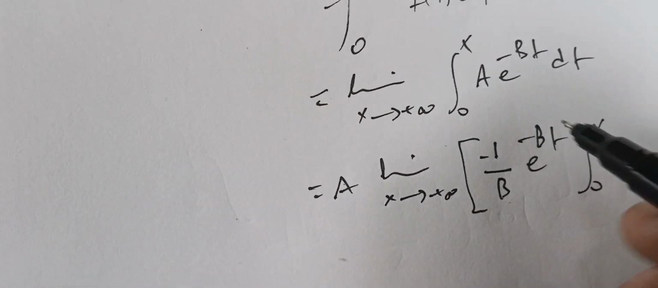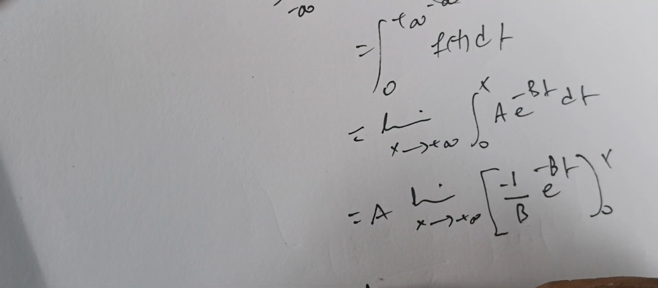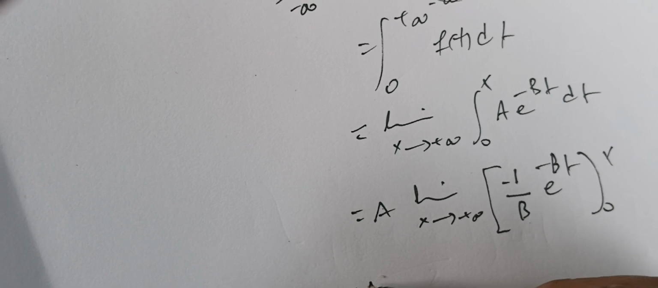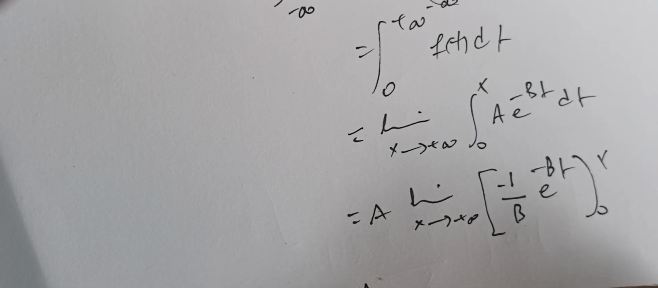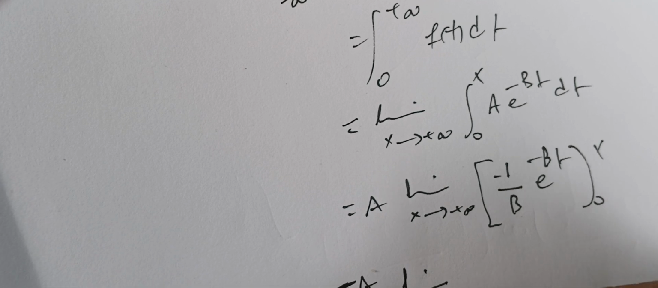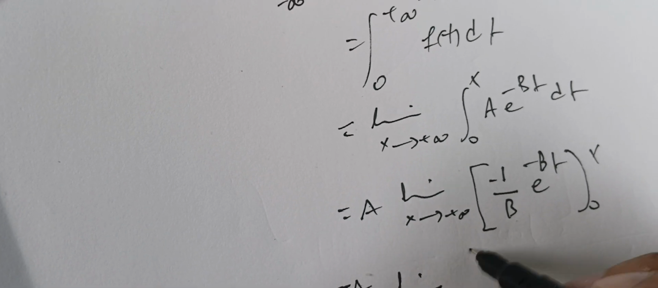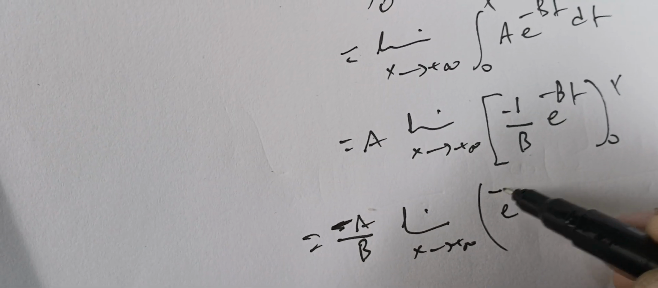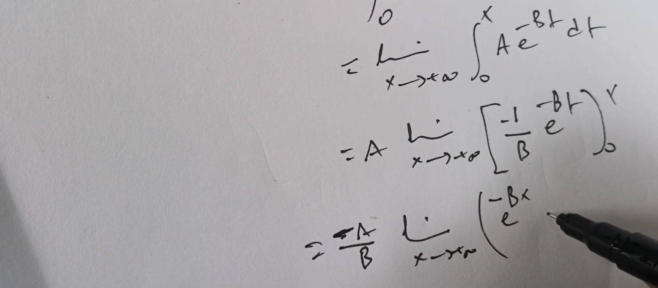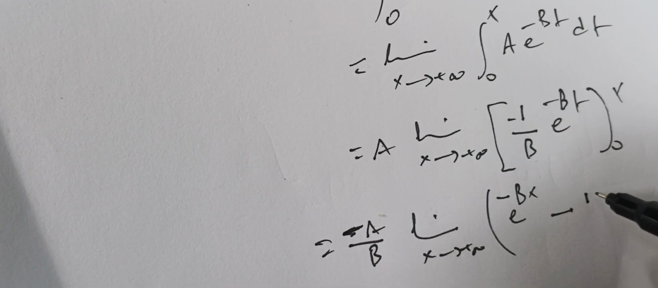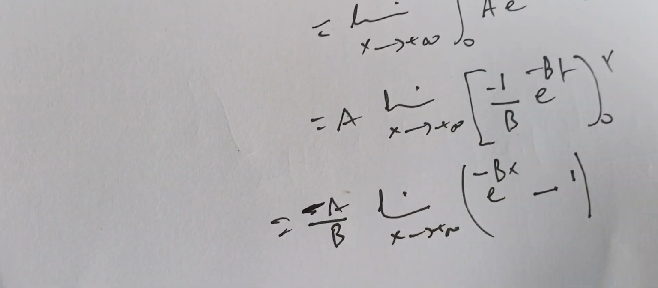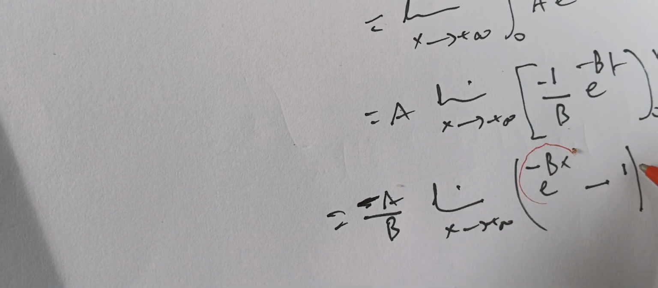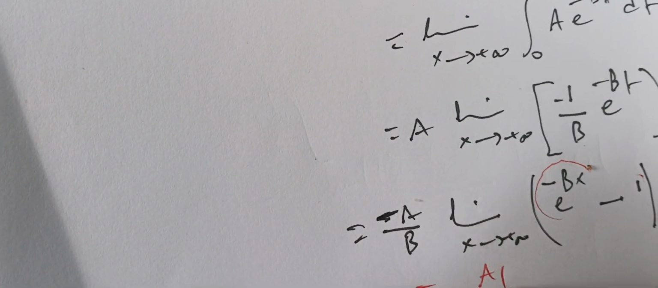Okay, now we evaluate. So we have minus, let me put the minus outside here. So minus a over b, the limit as x goes to infinity of, I took the minus 1 over b outside, and therefore I have e to minus bx minus, when t is 0, I have only 1. Okay, here as x goes to infinity, this one will be 0, and this one is minus 1, therefore I have a over b.